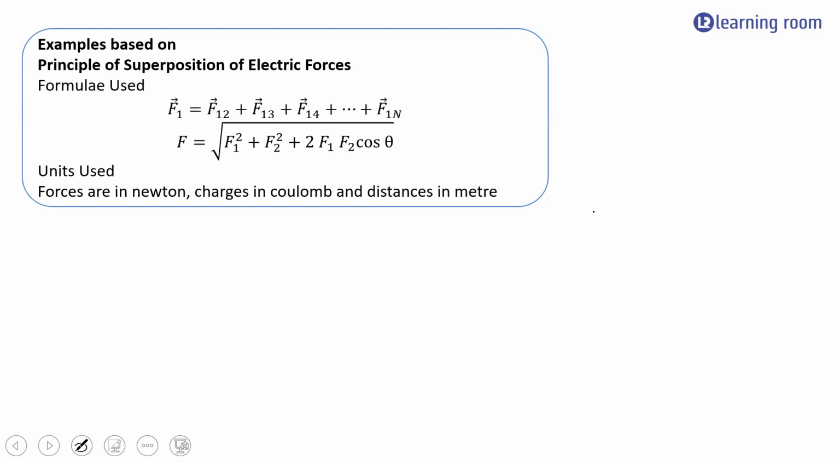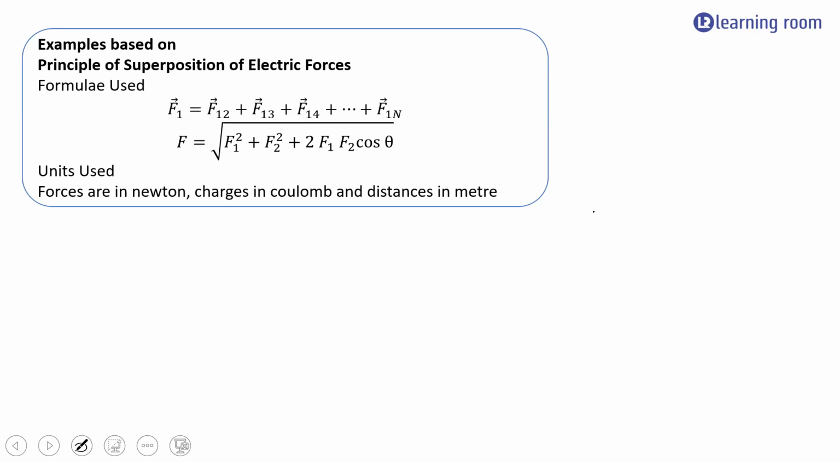So the next set, we saw about Coulomb's law. The next set that we need to see is based on the concept of superposition of electric forces. What do you mean by superposition? When multiple forces are acting between different charges, the net force exerted by all the charges on one particular charge is going to be the vector sum of all the forces.